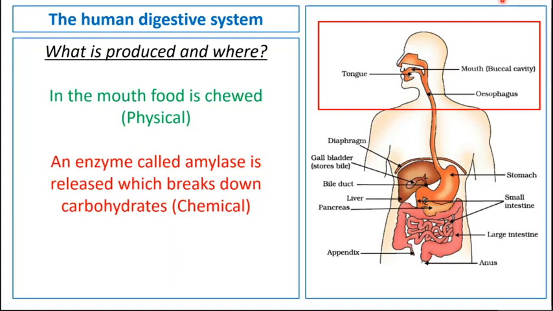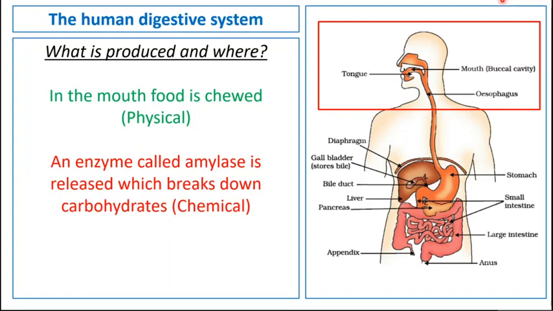This is why your mouth starts watering when you sit down for food, or you can smell some nice food, because those salivary glands are getting ready to digest whatever food's going to be churned up inside your mouth. This enzyme amylase breaks down carbohydrates into simpler sugars.